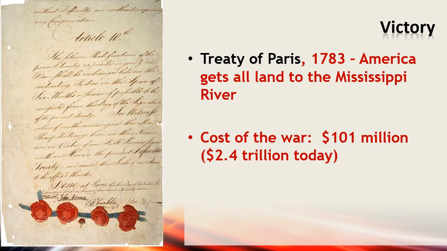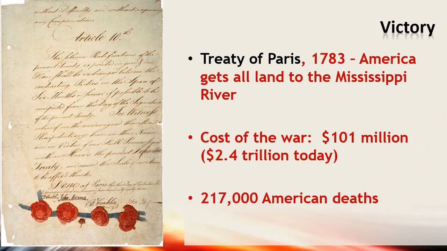But the Americans themselves would have to figure out how to pay for $101 million worth of fighting, which they did not have the money for in 1783, and in fact were perilously close to being bankrupt. That's $2.4 trillion today that Americans had to figure out what they were going to do in terms of financing. This is a pretty big credit card payment.